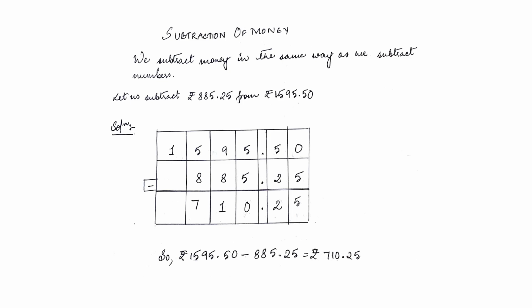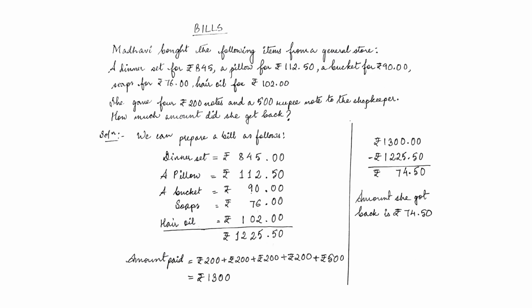Now next I will discuss with you about bills. Whenever we go to buy a lot of things from a grocery store or a large store or a mall, then after buying all the things, when we go to the counter, the person at the counter, after calculating the price of all the things, prepares a bill, and after that we pay the amount. Now we'll learn how these bills are prepared.